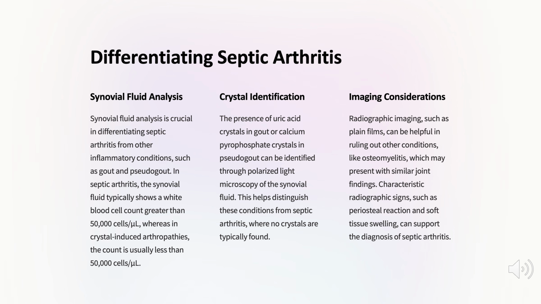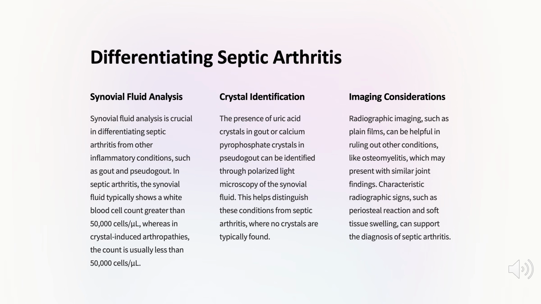Identifying crystal types. Through polarized light microscopy of synovial fluid, uric acid crystals in gout or calcium pyrophosphate crystals in pseudogout can be detected. This microscopic examination aids in differentiating these conditions from septic arthritis, where crystal presence is typically absent.